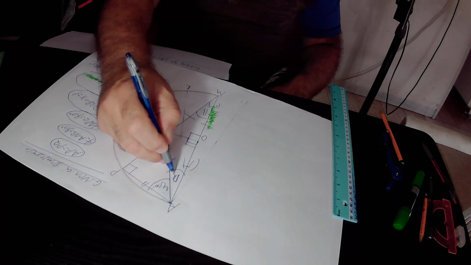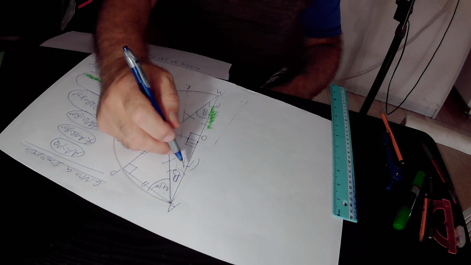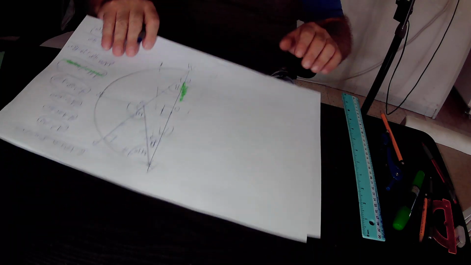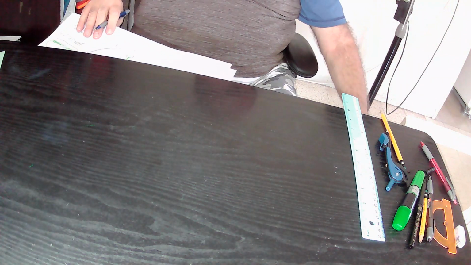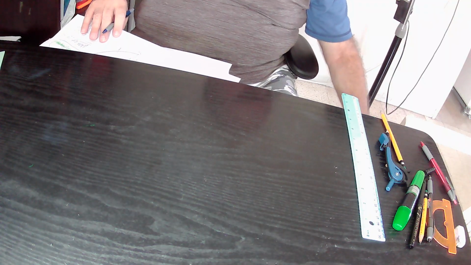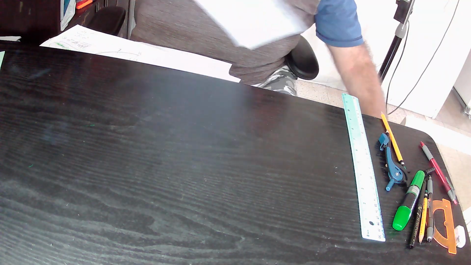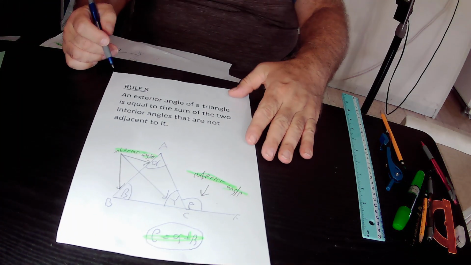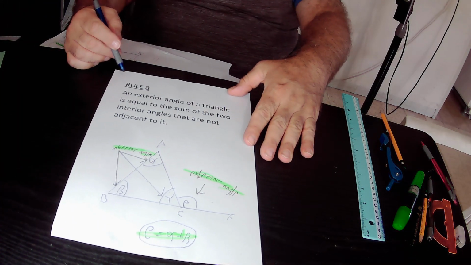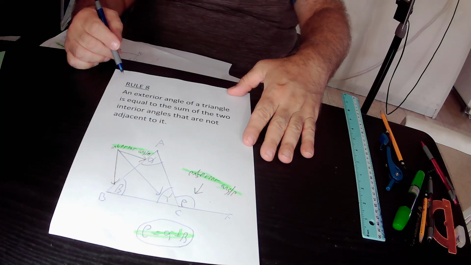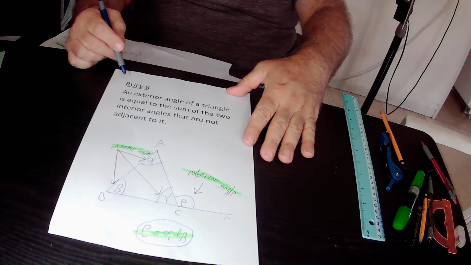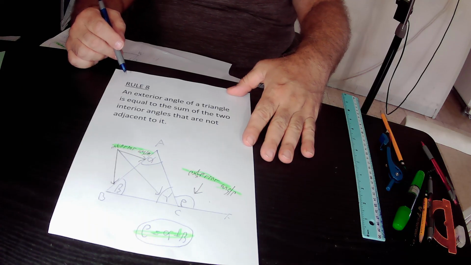In the next step, I will present a new rule, and we will implement it in our drawing. The new rule is rule 8. According to rule 8, an exterior angle of a triangle is equal to the sum of the two interior angles that are not adjacent to it. Again, according to rule 8, an exterior angle of a triangle is equal to the sum of the two interior angles that are not adjacent to it.